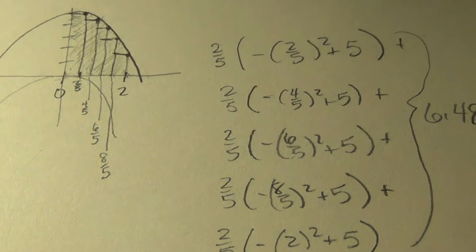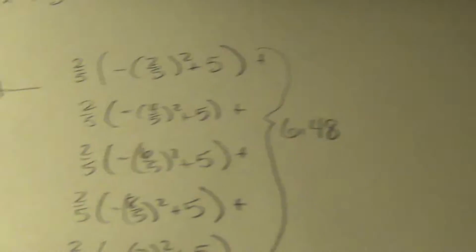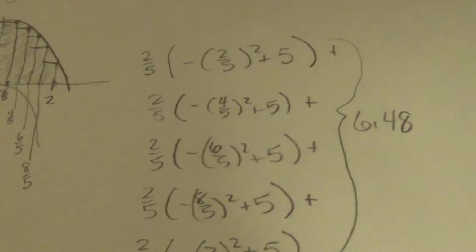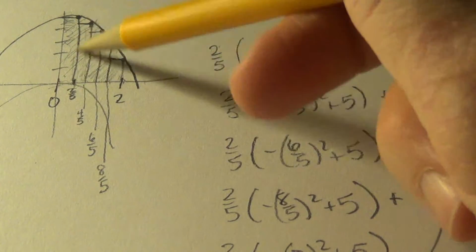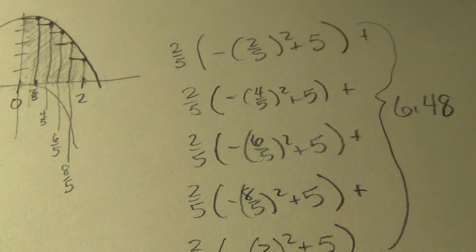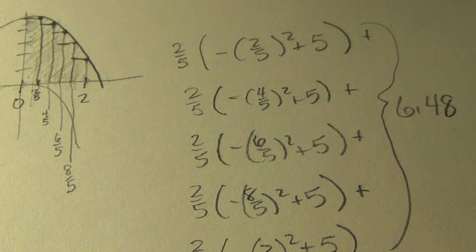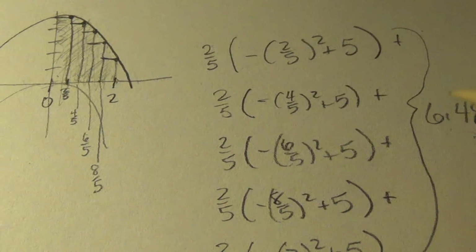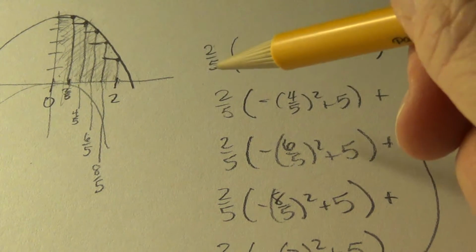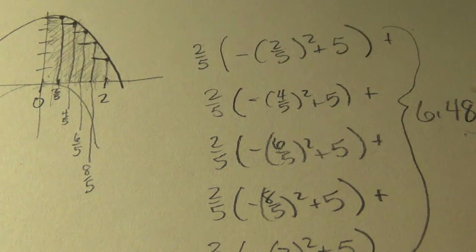Now, do we anticipate that being lower than the true area or higher? I kind of alluded to that earlier. Because these rectangles are below the curve, it is going to be a low approximation. So 6.48 is a lower approximation. And I'm going to call this a lower sum.